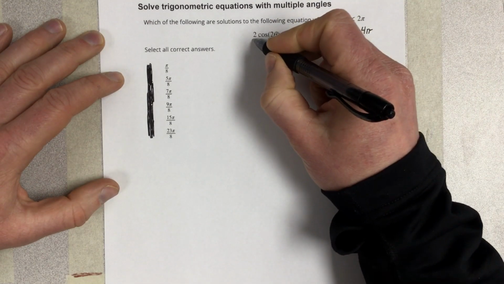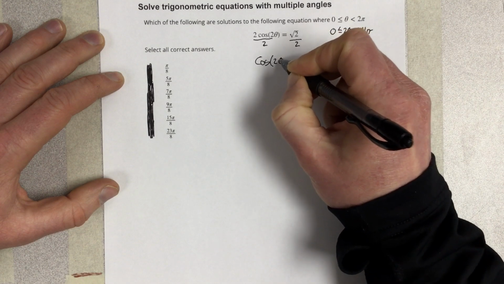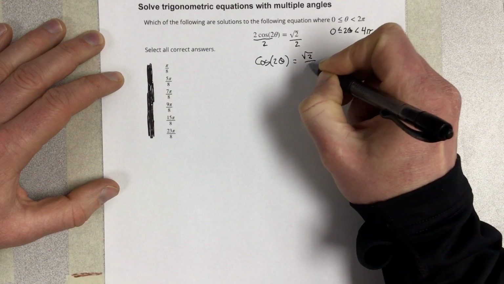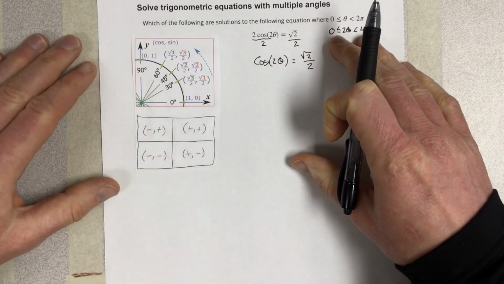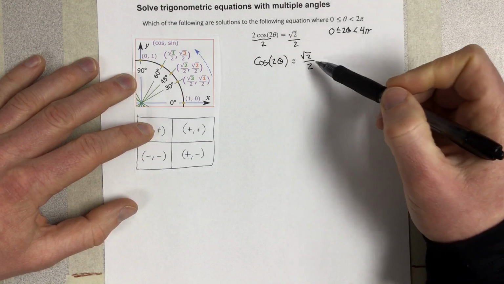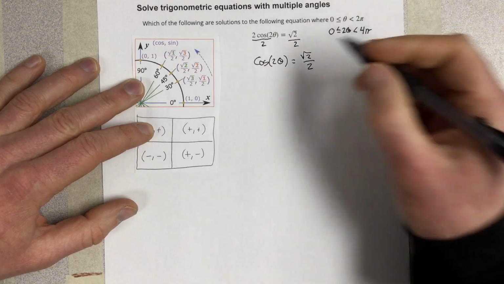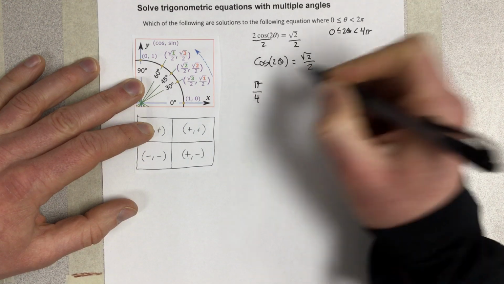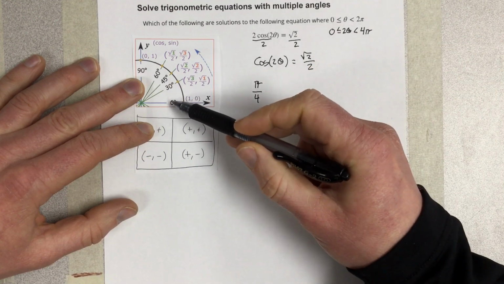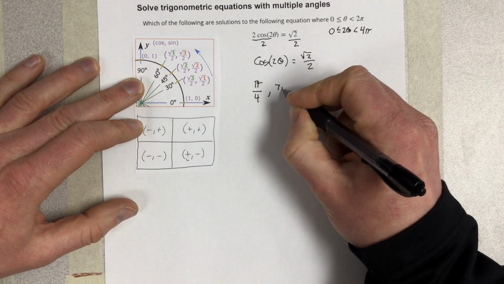So let's start solving this by dividing by 2 on each side. And I get cosine 2 theta is equal to root 2 over 2. So then I figure out, when does cosine equal root 2 over 2? If I pull in my first quadrant, cosine is root 2 over 2 at 45 degrees. So we've got pi over 4 there. So we can write that as pi over 4, one of our possible solutions. But also, it happens at 7 pi over 4, which would be in the fourth quadrant because cosine is positive here in the fourth quadrant. So we're going to say 7 pi over 4 as well.